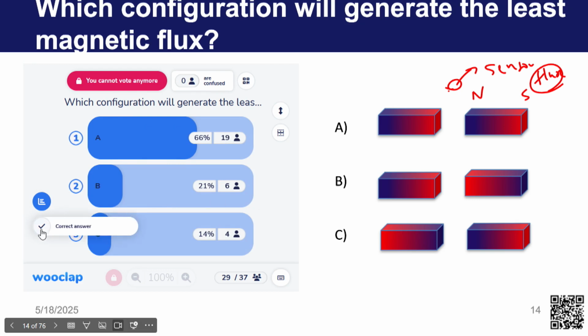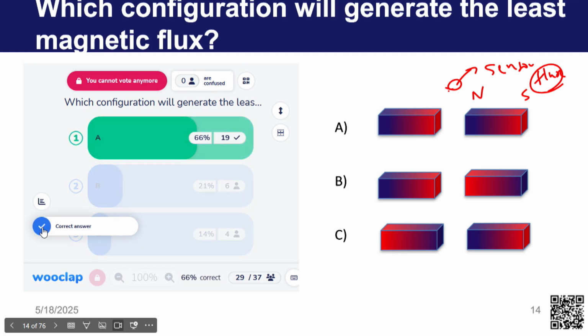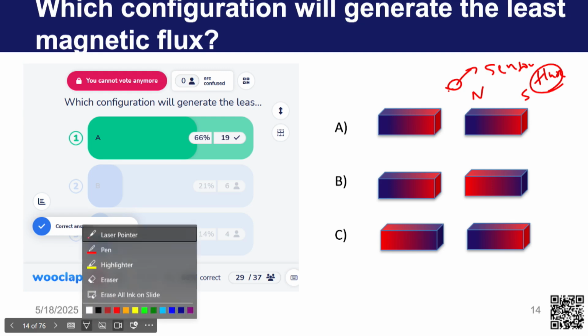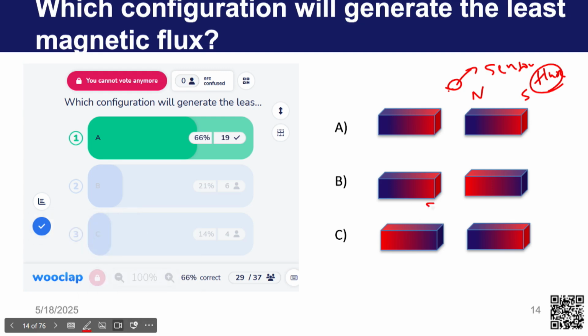Okay, majority of you are right, very good, happy to see that. When you have magnets with opposite poles next to each other, what will happen? They will just stick together. When you bring them closer, they will just stick, there will be no flux coming out of this configuration. On the other hand, when you keep south and south, or north facing each other, they will repel.